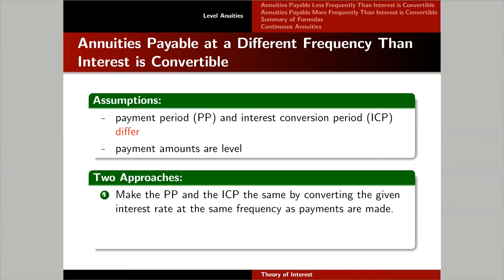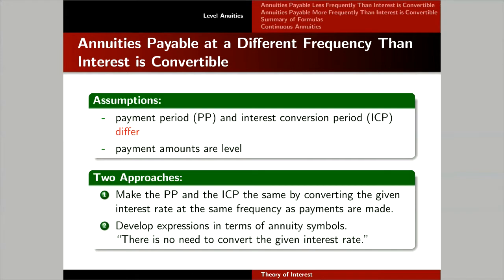Okay, what is the second method? Here, we are going to develop expressions using annuity symbols. What are those annuity symbols? Our a angle n, s angle n, a double dot angle n, s double dot angle n, a angle infinity, and a double dot angle infinity. So here, sabi dito, we don't need to convert the given interest rate.